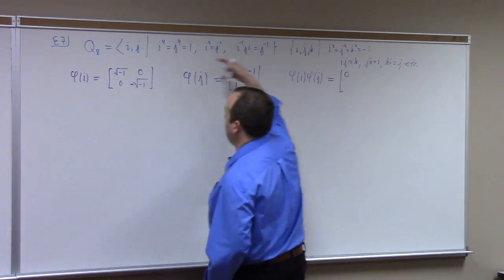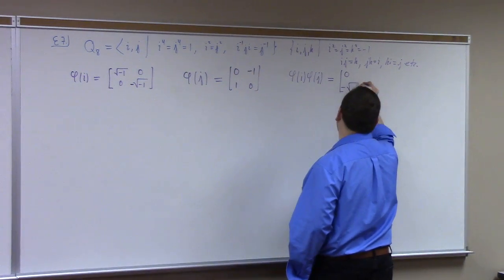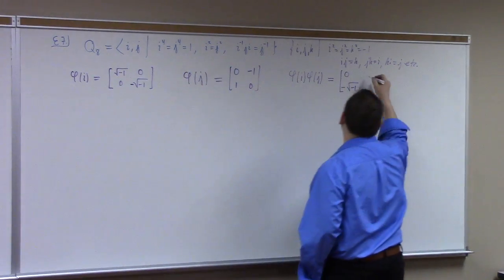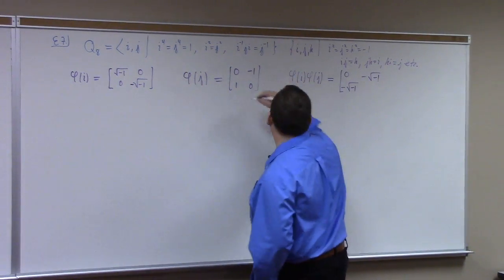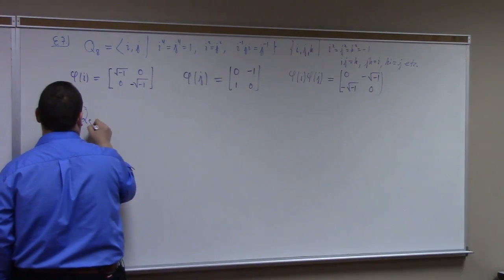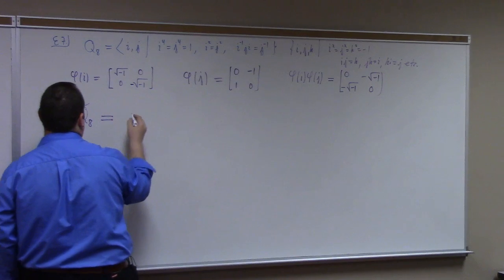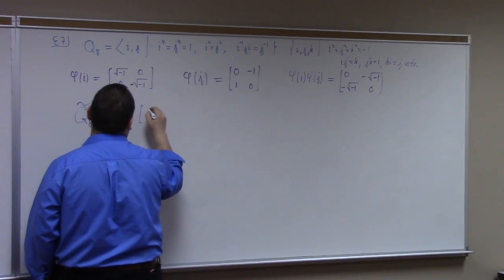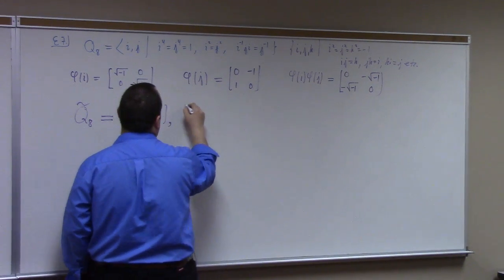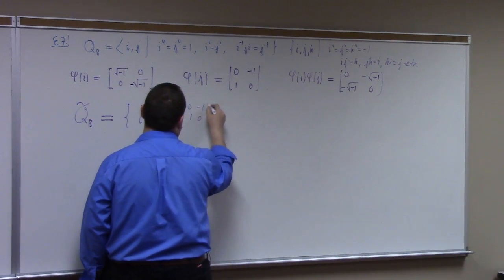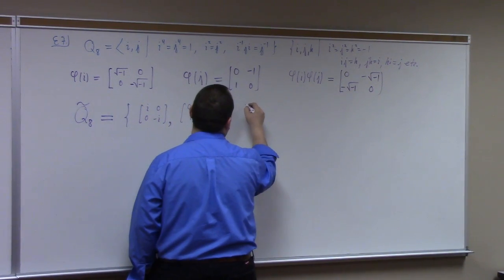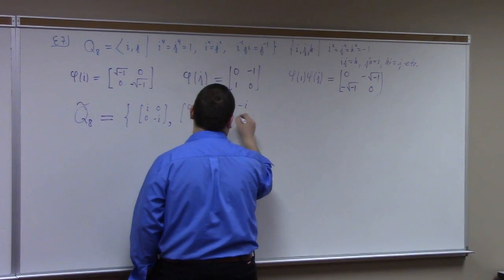0, minus the square root of -1. I'll suffer his notation just a second longer. Minus the square root of -1, 0. So in other words, here's a different way you could look at Q8. I'll call it Q8 tilde. You could look at it as the set i, 0, 0, minus i, and 0, minus 1, 1, 0, and 0, minus i, minus i.